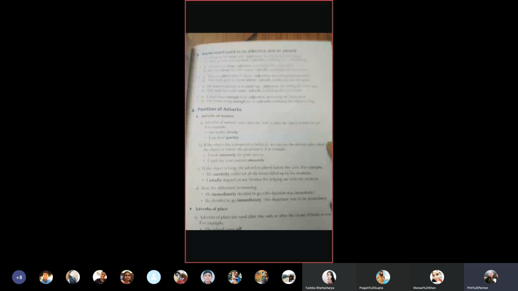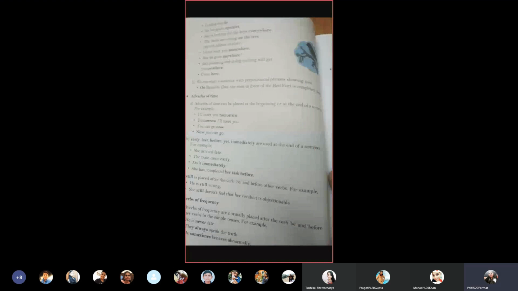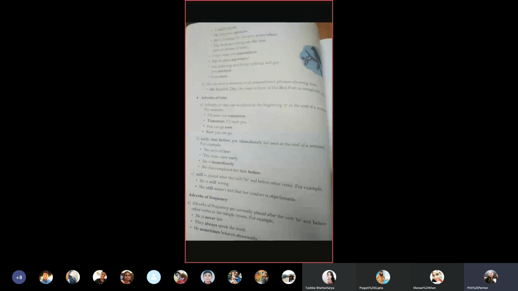Now coming to adverb of time. Adverbs of time can be placed at the beginning or at the end of a sentence. That means the time could either be mentioned in the beginning of a sentence or in the end. Now see the example. I'll meet you tomorrow. Otherwise, tomorrow I'll meet you. So it can be placed at the end of the sentence or at the beginning of a sentence.